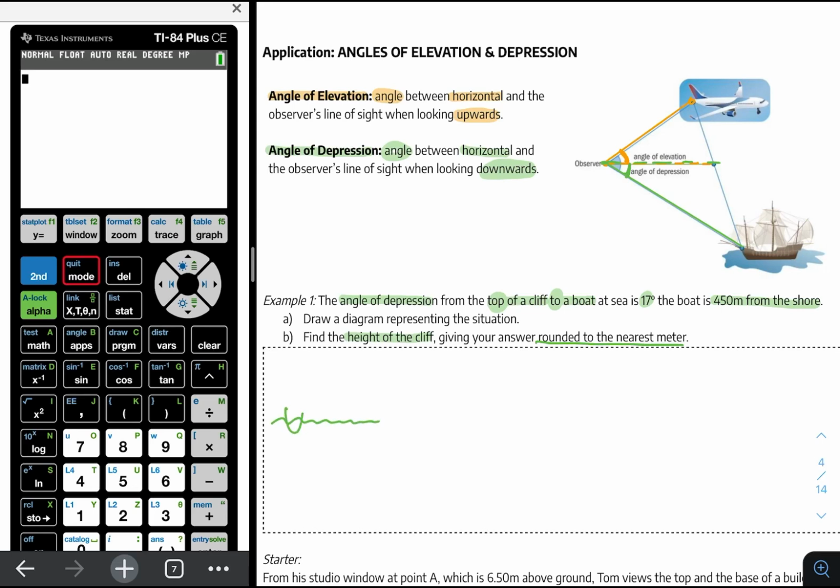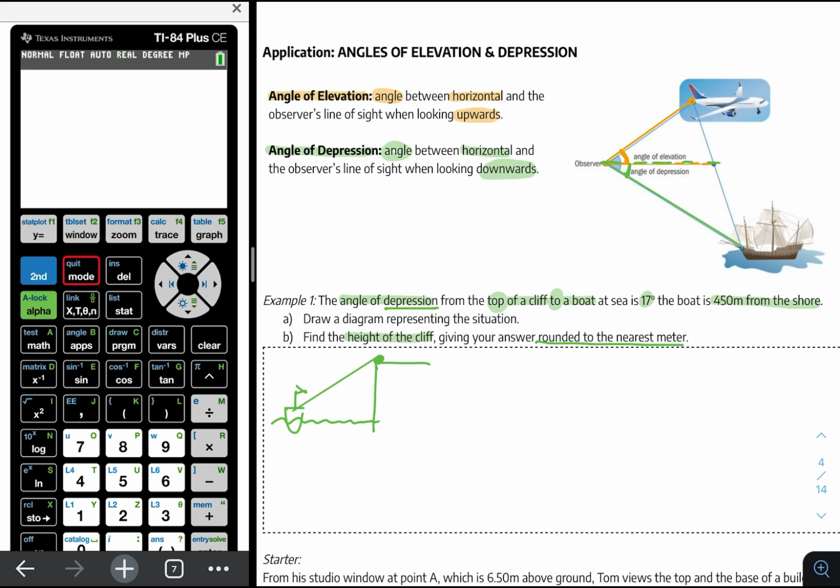We have a boat that's floating in the sea. And we are told that there is a cliff. So I'm going to draw my cliff somewhere like this. And we are at the very top of the cliff. And for the angle of depression, we are looking down towards the boat.